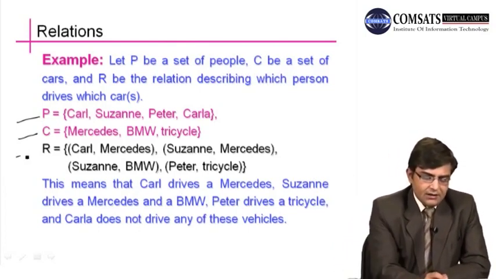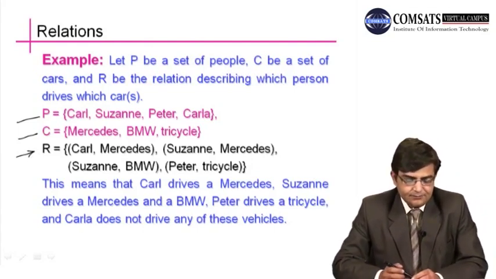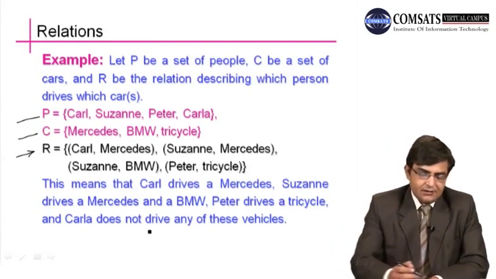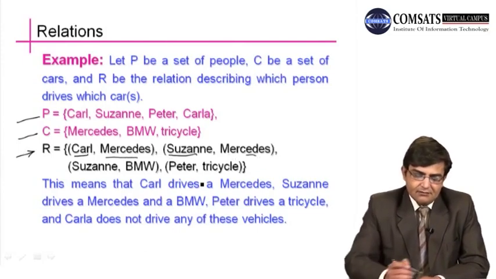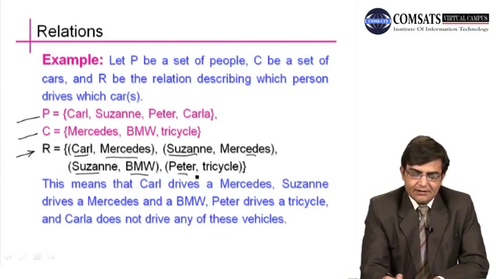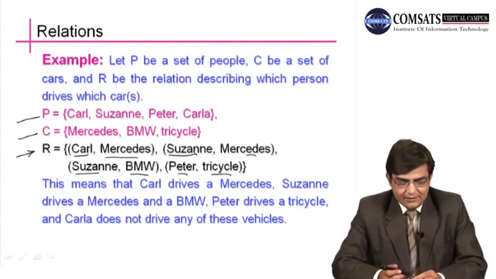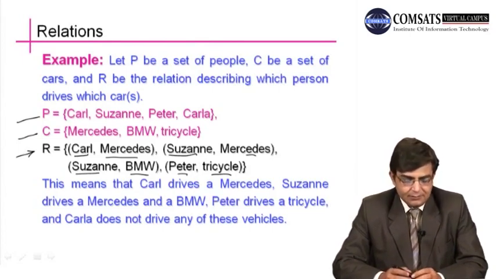Now R is the relation between these two sets. What is this relation? Carl drives Mercedes, Susan drives Mercedes, Susan drives BMW, and Peter drives a tricycle. So there is a relationship between cars and the persons.